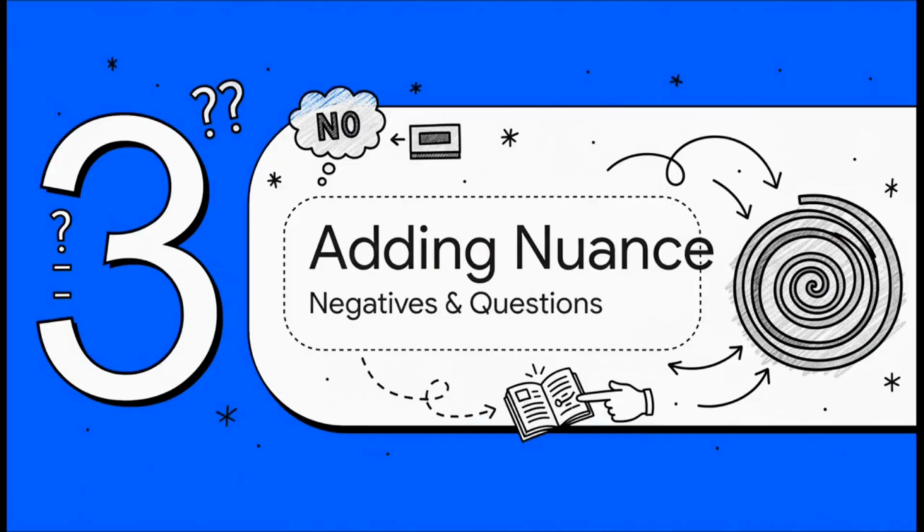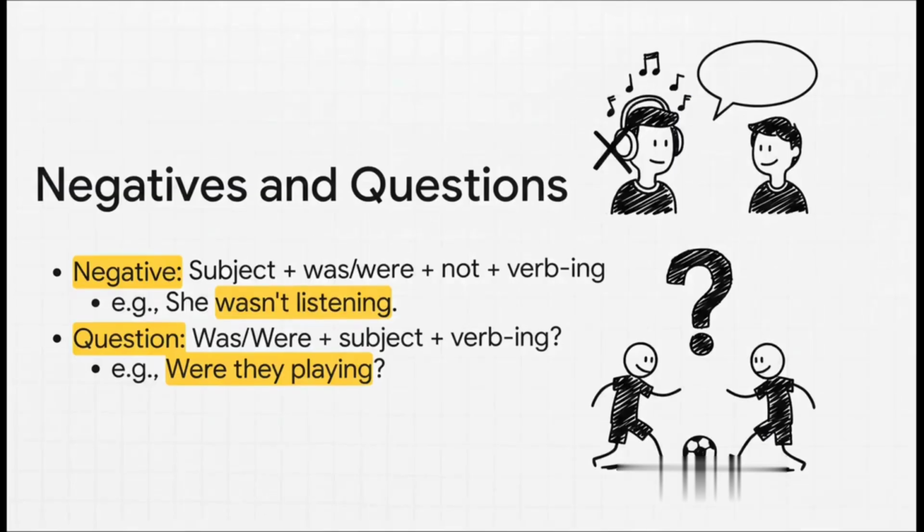Okay, so we've got our 4 main techniques down. Now let's quickly look at how to add a little more flavor and detail to our stories. We can do this with negatives and questions to build out the world even more. The structure here is just a simple little tweak on the main formula. For negatives, you just pop in not after was or were. She wasn't listening. And for questions, you just flip the subject and the verb. Were they playing? These are great for adding a little bit of conflict, doubt, or curiosity into your narrative.